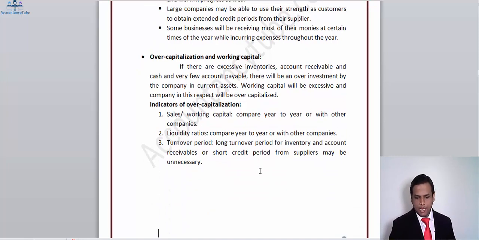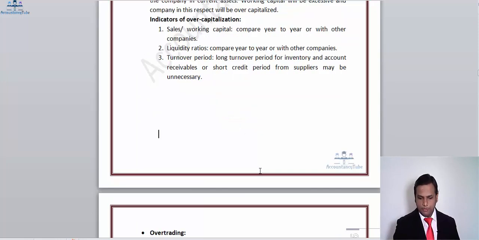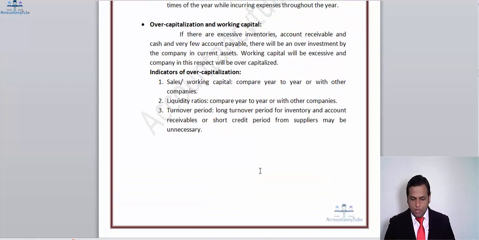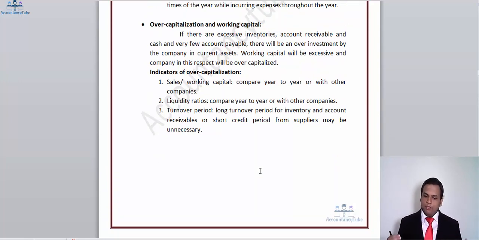Then we've got overcapitalization of working capital. Now, if there are excessive inventories, accounts receivable and cash, and very low accounts payable, there will be an overinvestment by the company in current assets. Working capital will be excessive, and the company in this respect will be overcapitalized.